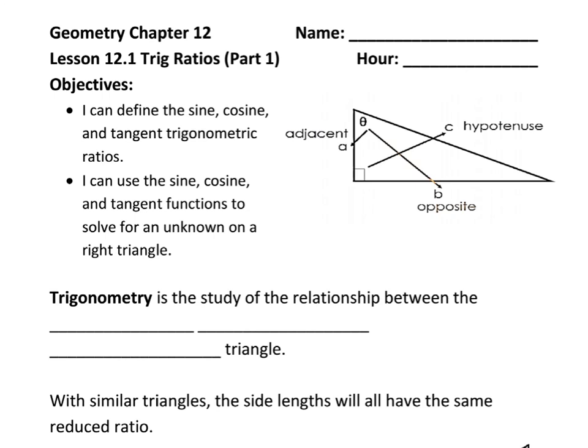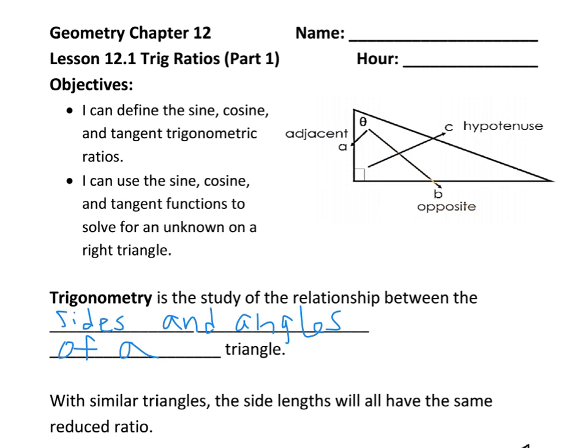This is lesson 12.1, trig ratios, part 1. Our objectives for today: I can define the sine, cosine, and tangent trigonometric ratios. I can use the sine, cosine, and tangent functions to solve for an unknown on a right triangle. Trigonometry is the study of the relationships between the sides and angles of a triangle.